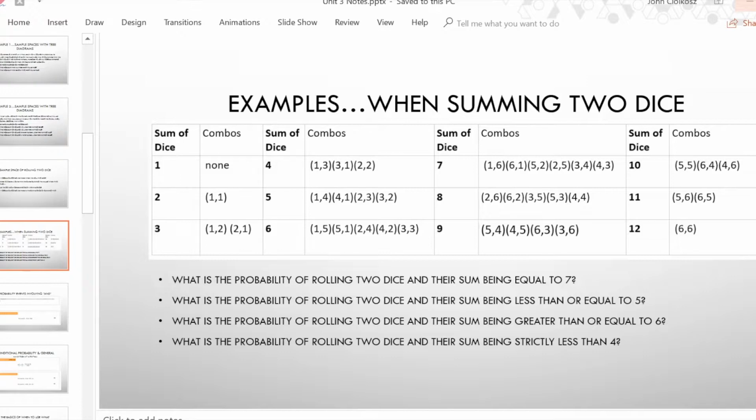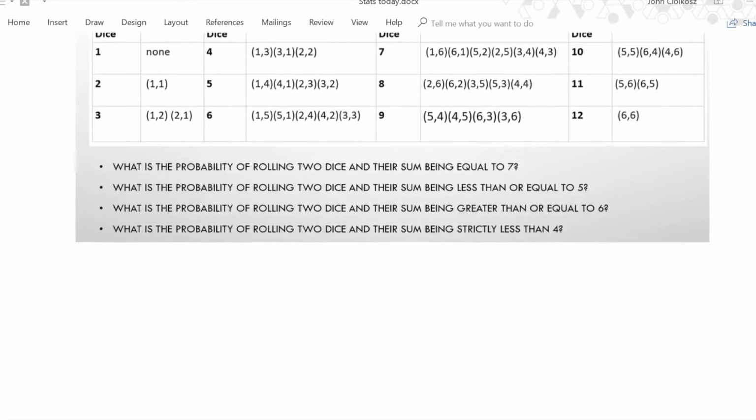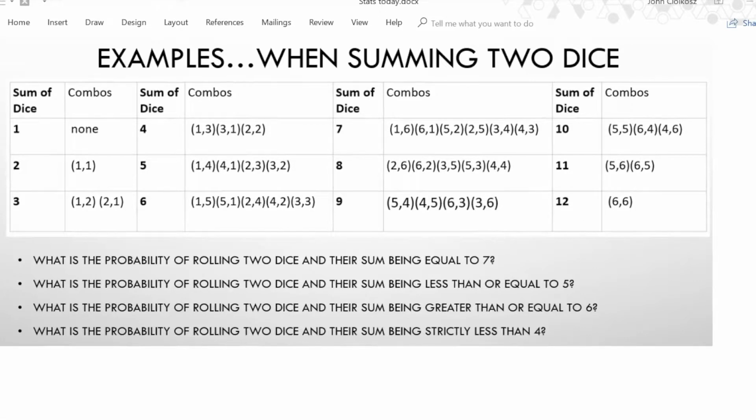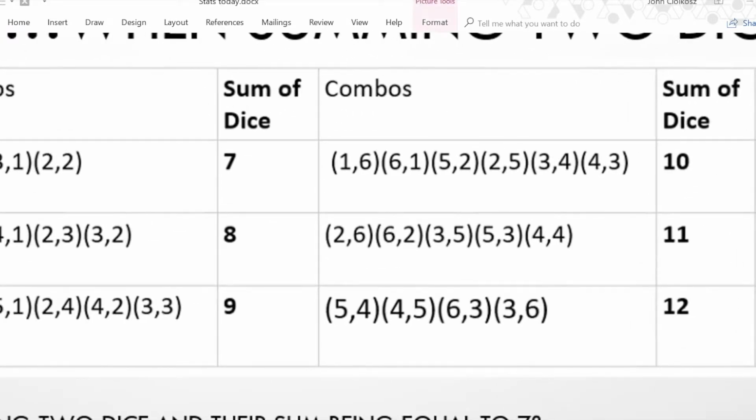So let's go ahead and solve a few of these probabilities together, and we'll see how the complement saves us some time. So for the first one, we have what is the probability of rolling 2 dice and their sum being equal to 7. So first thing is we said we had a total of 36 possible outcomes. So I should have a lot of fractions here that involve the number 36. Now, equal to 7. So if we look at this table, how many different ways can I get 7?